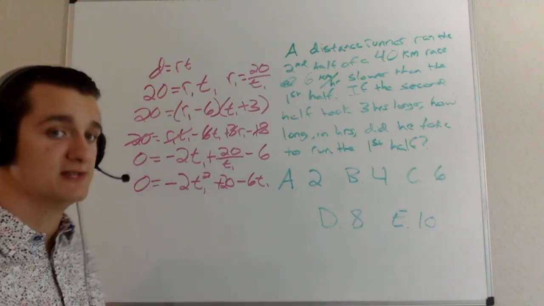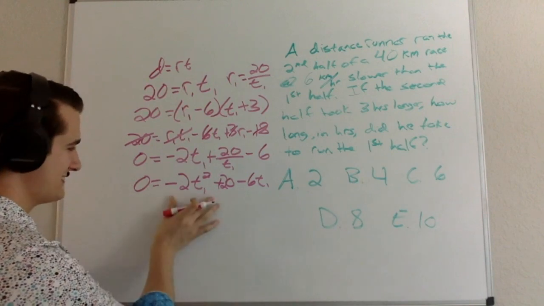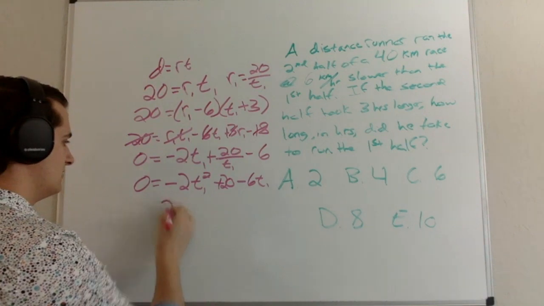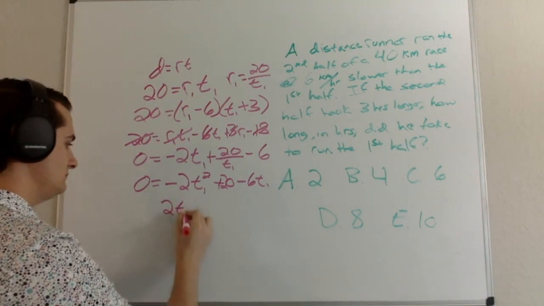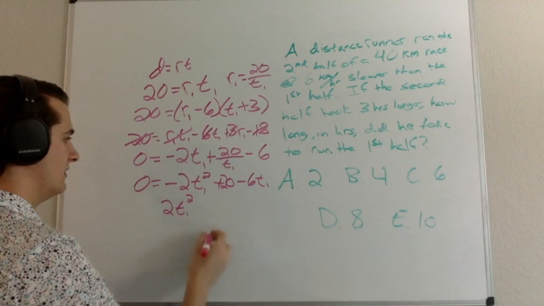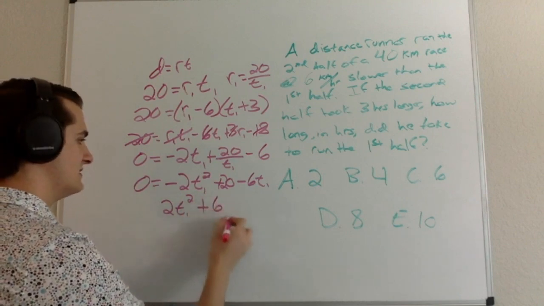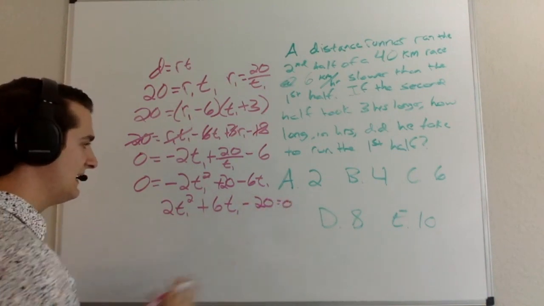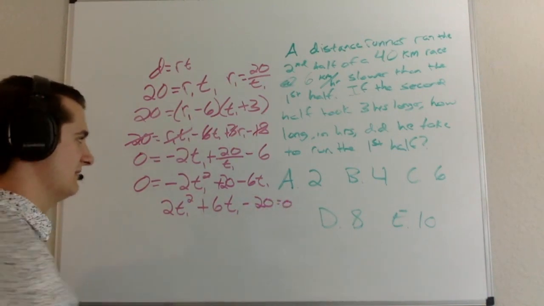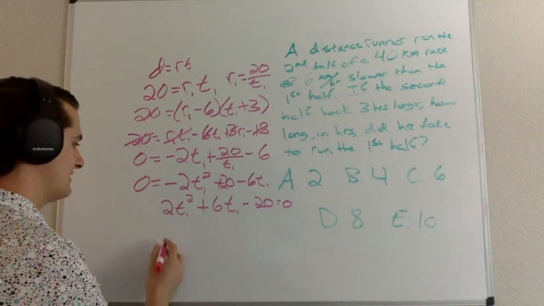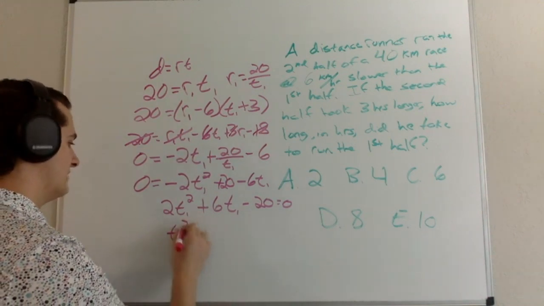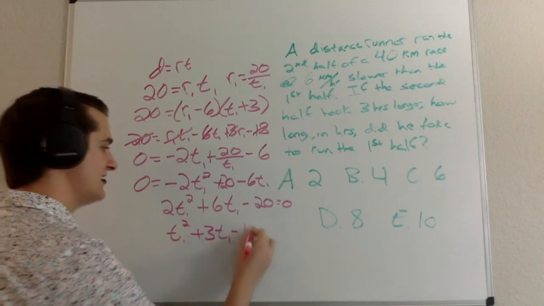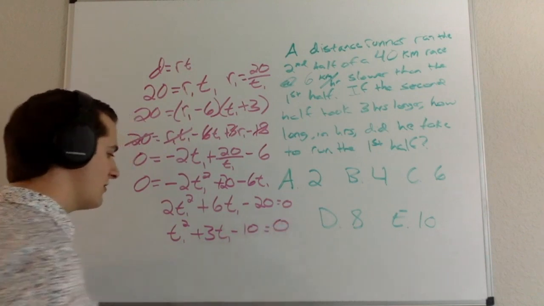From here, I want to bring everything to the other side because I don't love having the negative 2T1 squared. So I'm going to say 2T1 squared plus 6T1 minus 20 is equal to 0. Again, fortunately here, I can divide everything by 2. From here, I can say that T1 squared plus 3T1 minus 10 is equal to 0.